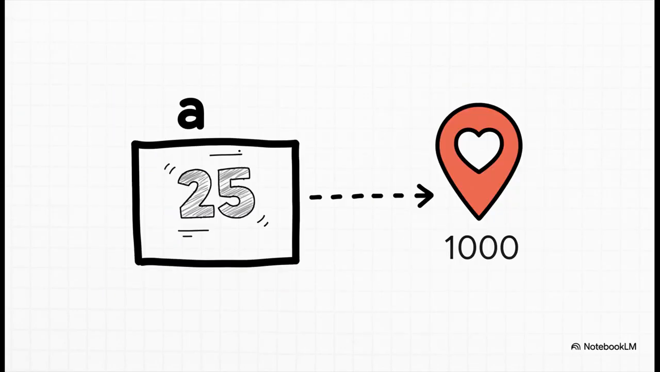Let's make this real with an example. Say we create a simple integer variable, a, and we set its value to 25. The computer tucks that number 25 away somewhere in memory. For the sake of argument, let's just say it's at memory address 1000.